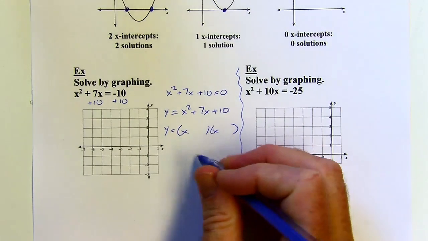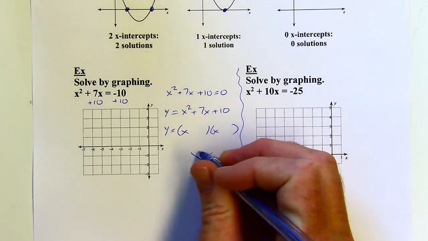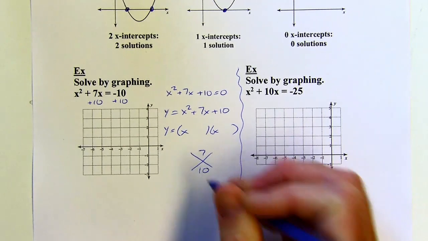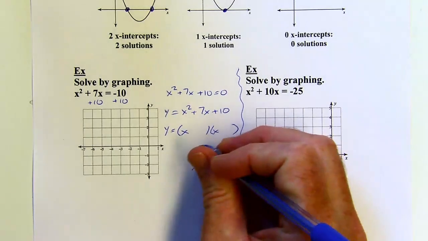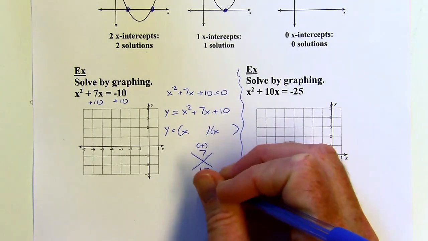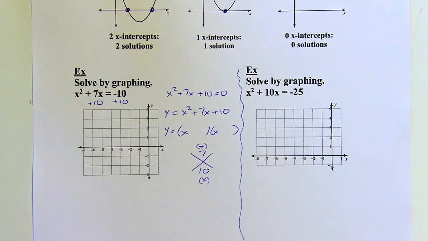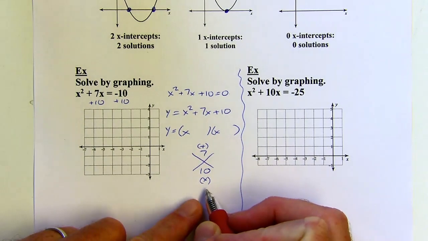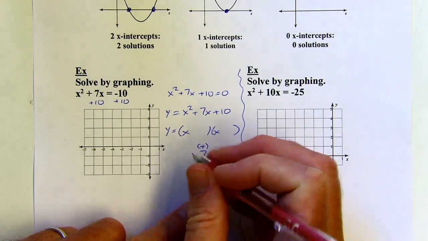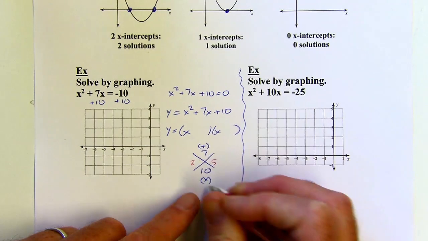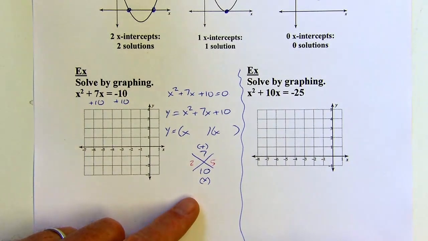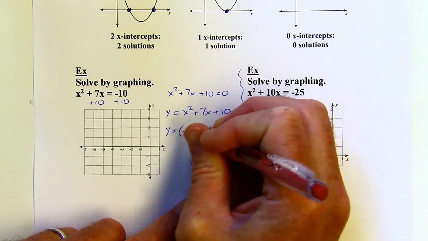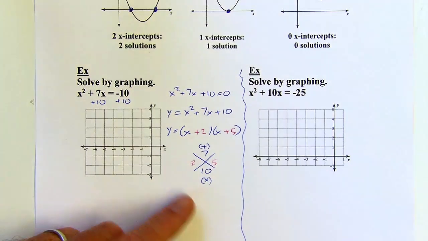Let's set up a diamond problem here. I'm going to put the 7 on top and the 10 on bottom. Then I'm looking for two numbers that add to 7 and multiply to 10. So 1 and 10 doesn't work, that won't add to 7, but I can use a 2 and a 5, right? 2 times 5 is 10, and 2 plus 5 is 7. And that tells me what goes in the back of my parentheses there.